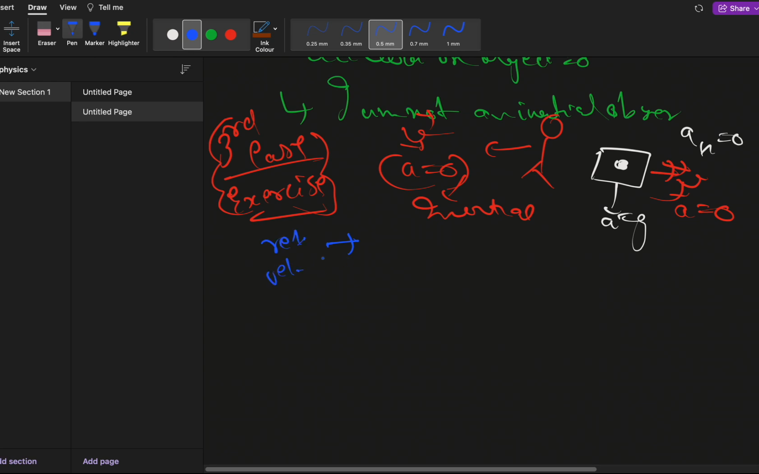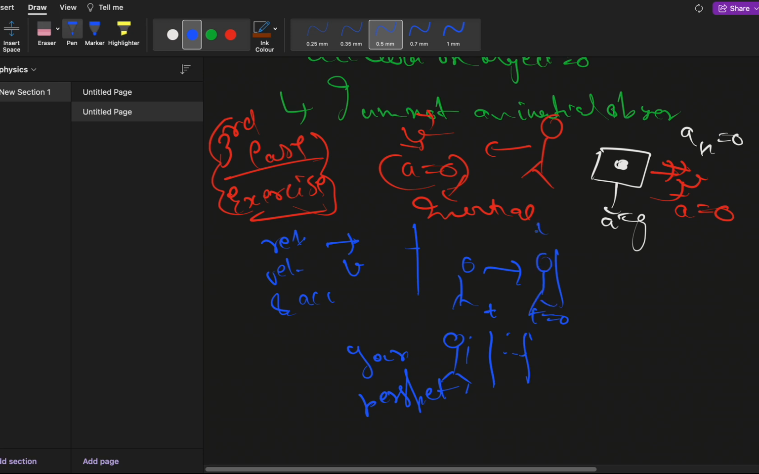If you are moving towards a wall with velocity v, just observe how the wall appears to you. You are going from here to here, and from your perspective, at t equals 0 the wall is here, at t equals t it is here, and you are actually going here at time t. So from your perspective it is coming from here.